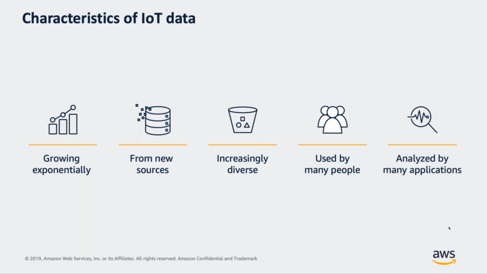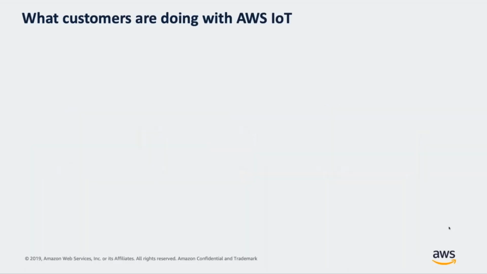And then the data that is generated is being analyzed by all sorts of different applications, from business intelligence tools to machine learning applications, which can generate some insights. So let's look at what customers are doing with this data. We saw different types of data being generated. Let's look at what customers are actually doing with the data that is generated by IoT devices.